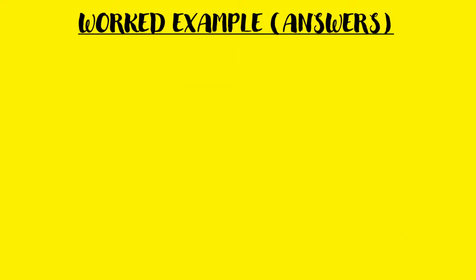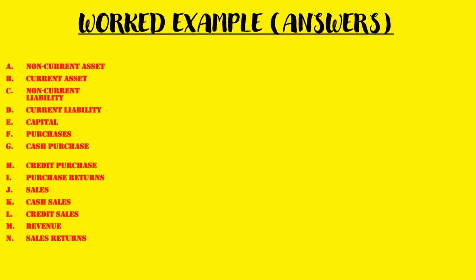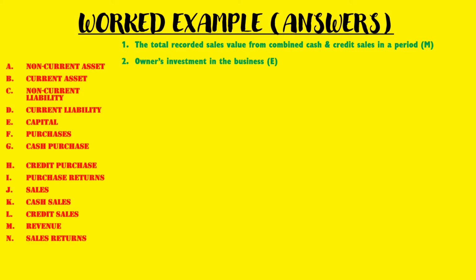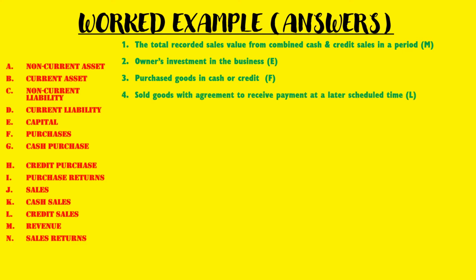Okay, so let's have a talk through the solutions to this worked example. Number 1 is about the recorded sales value, which is revenue. Number 2 is about the owner's investment in the business, which is capital. Number 3 is talking about both cash or credit purchases, which is an immediate clue to interpret all purchases. Number 4 is the sale of items now to be paid for later by the customer, which are credit sales. Number 5 is about a long-term obligation, which indicates that this is a non-current liability.